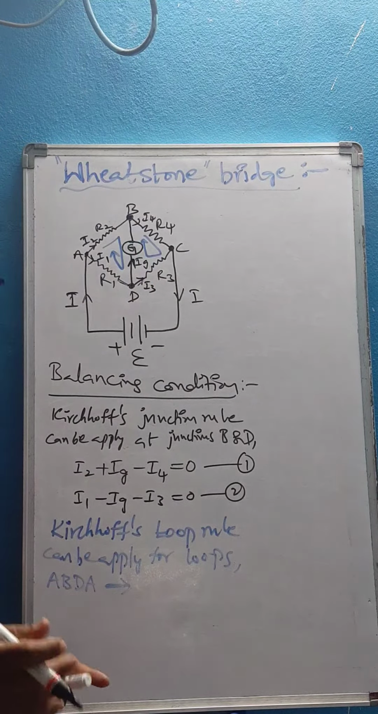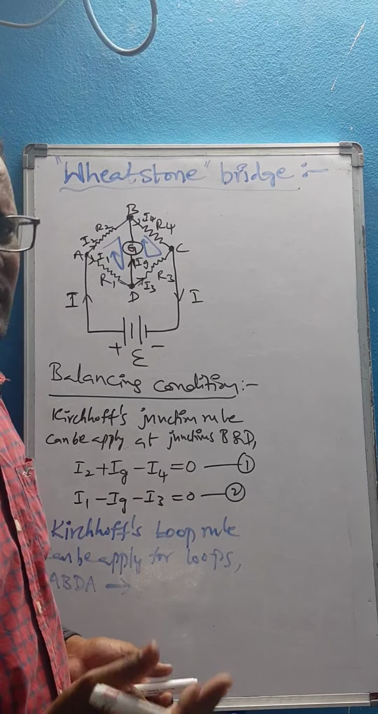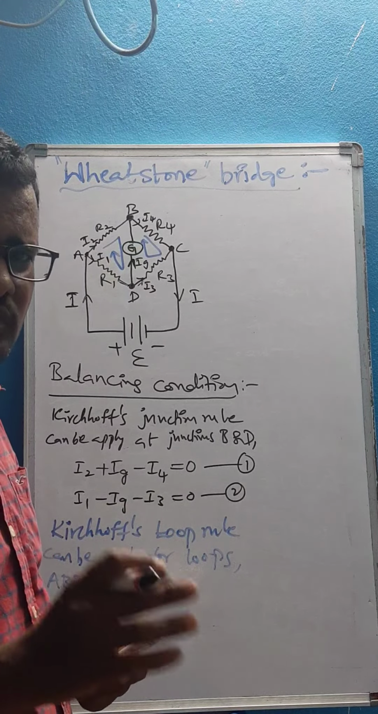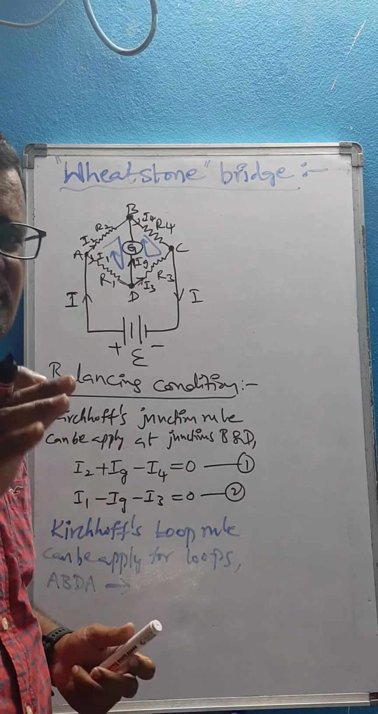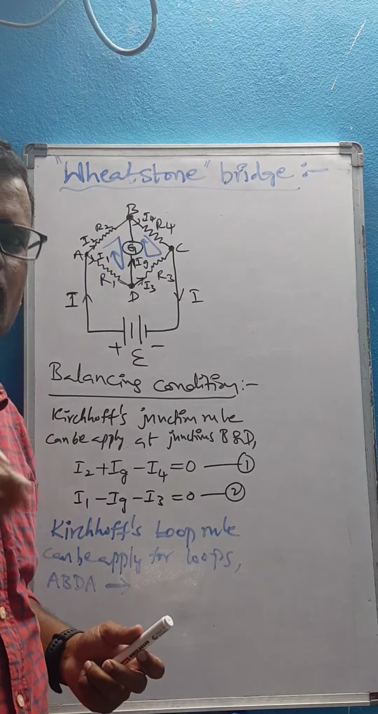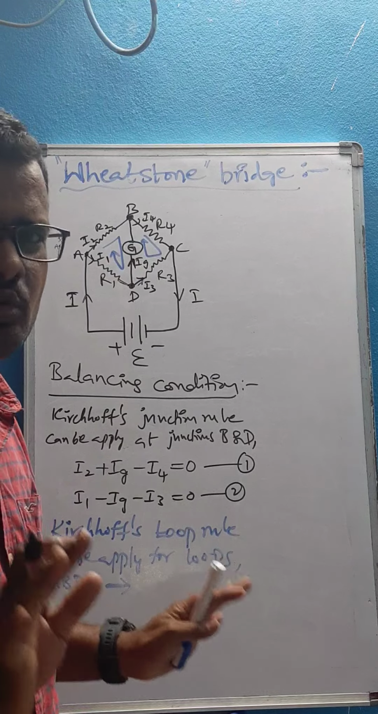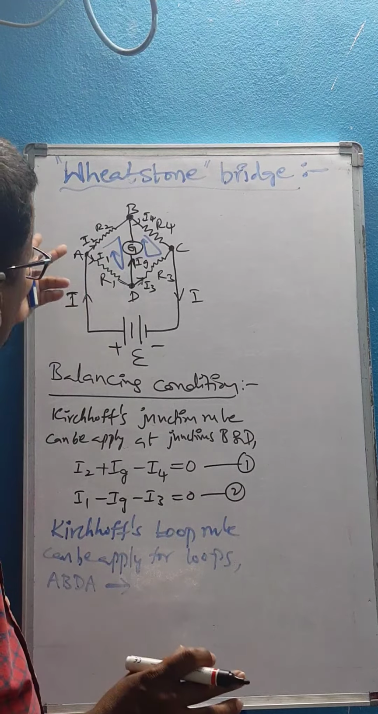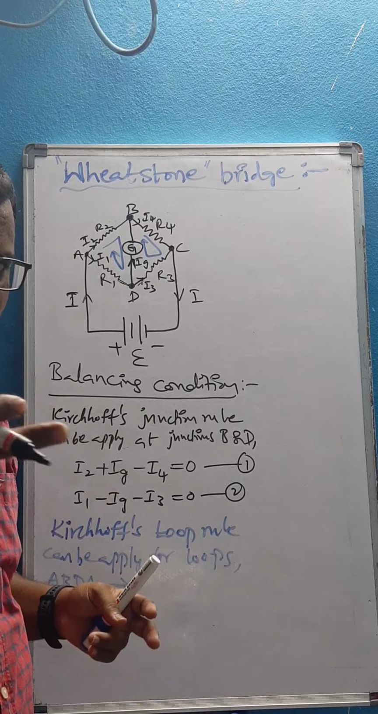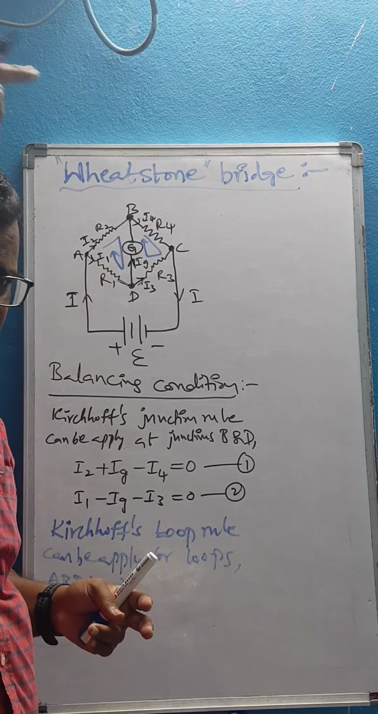So what is Kirchhoff's loop rule? The algebraic sum of the change in potential around any closed loop is equal to 0. That is Kirchhoff's loop rule. We already discussed it in the previous classes. So here we can apply the loop rule.